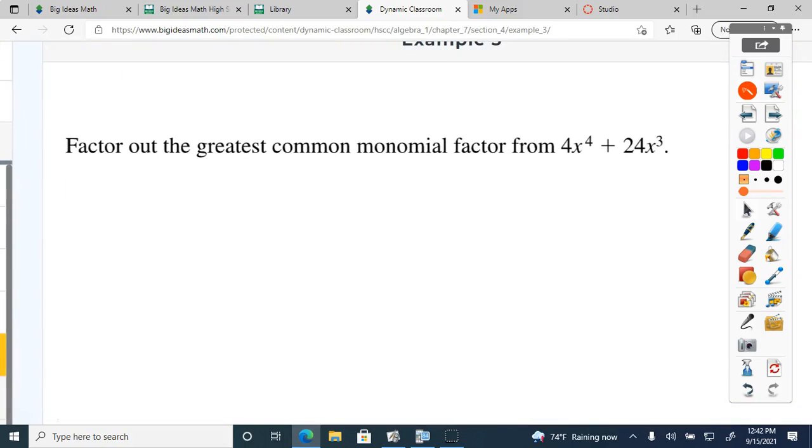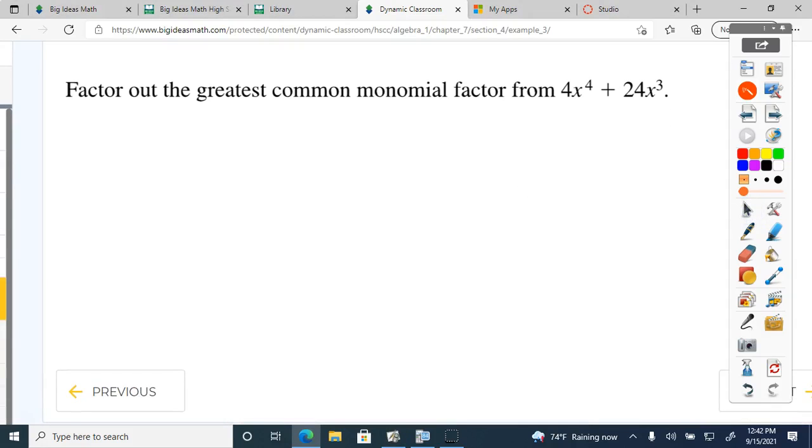Example 3 says factor out the greatest common monomial factor from 4x to the 4th plus 24x to the 3rd. All right, getting a little harder here. First, I'm going to do this with numbers. So forget this problem right now. I'm going to make one up: 36, 12, and 6.